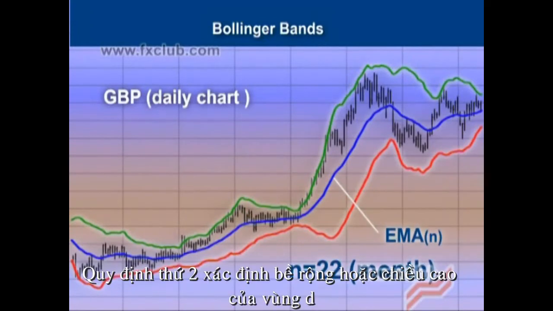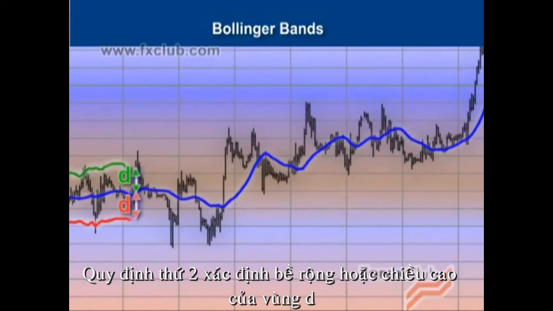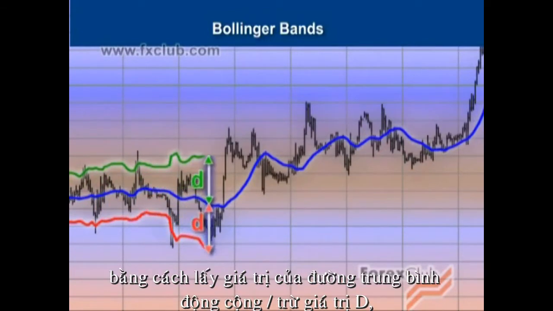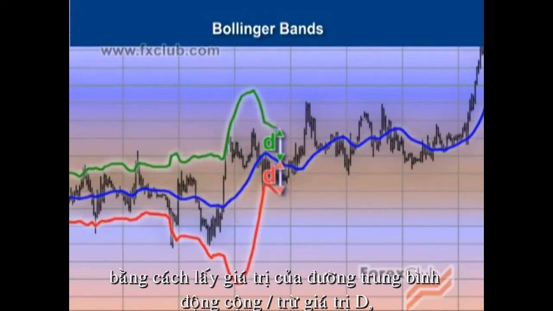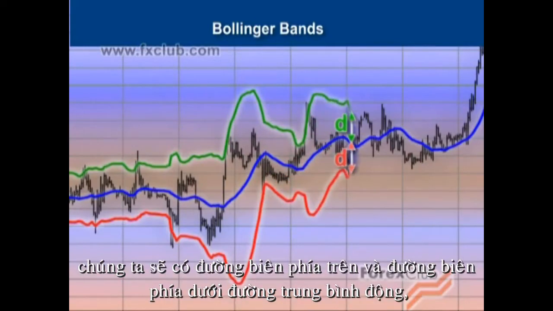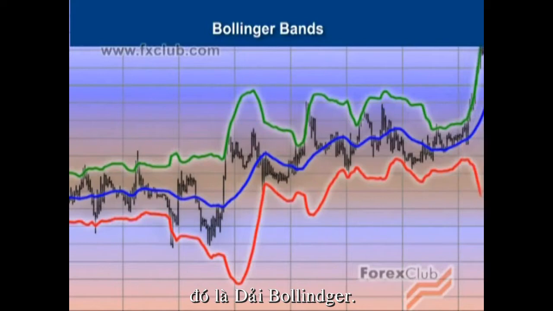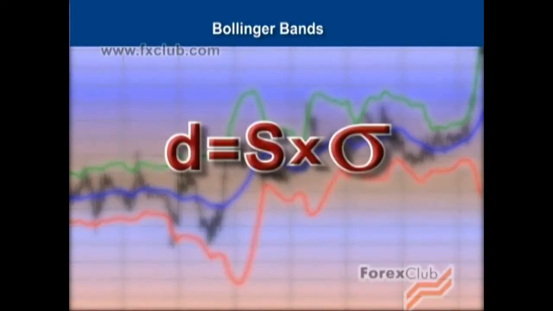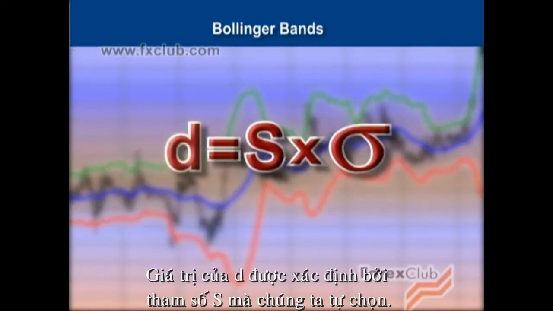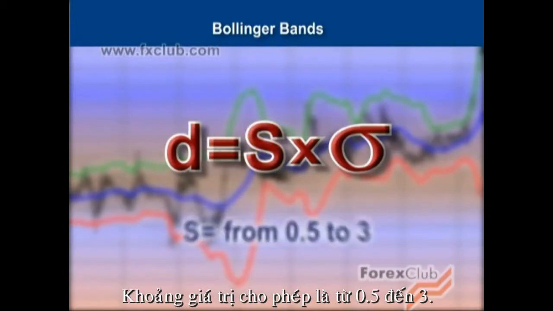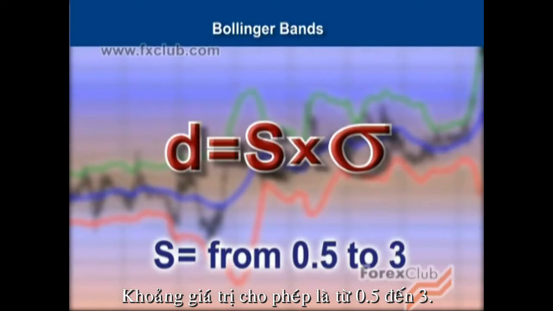The second rule defines the width, or the height, of the range D. By adding and subtracting D from the value of the moving average, we get the upper and lower lines of the Bollinger Band. The value of D is determined by the parameter S, which we select ourselves. The range of permitted values for S lies between 0.5 and 3.